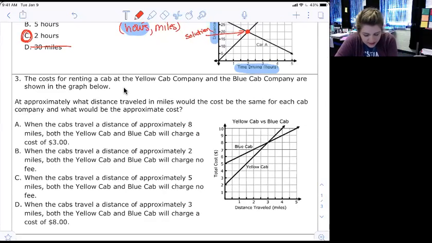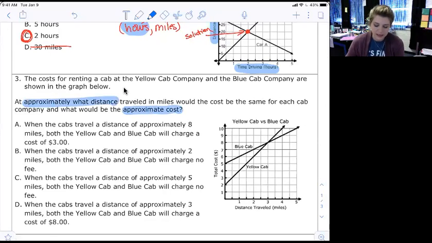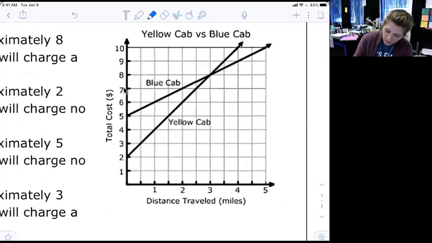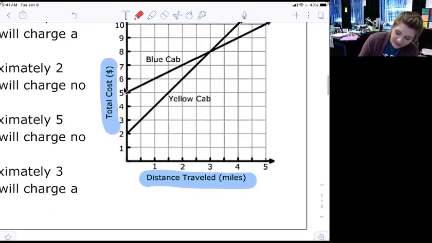It says the cost of renting a cab at the yellow cab company and the blue cab company are shown on the graph below. At approximately what distance traveled in miles would the cost be the same for each cab company, and what would be the approximate cost? So grab your highlighter. Go ahead and highlight the distance. So approximately what distance and approximately what cost. So that's going to be something that we're going to need to know. Distance and cost. Go over here to your graph and highlight your X values and highlight your Y values. And then I like to write them out.